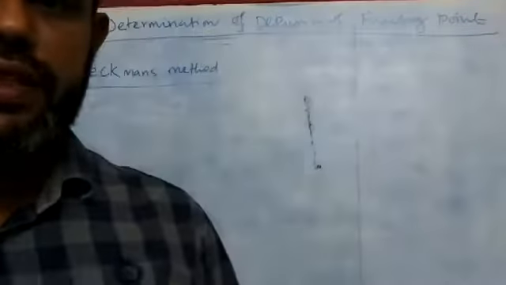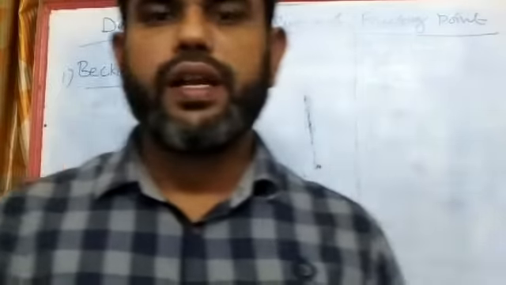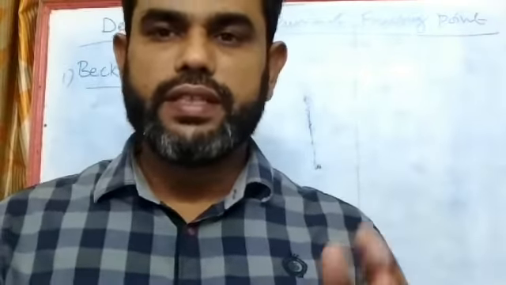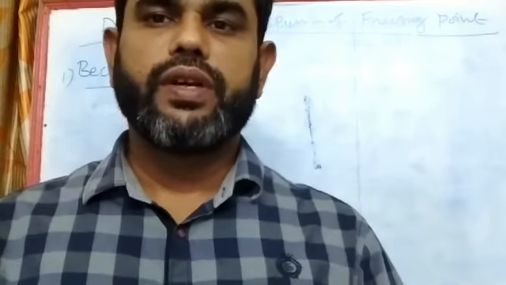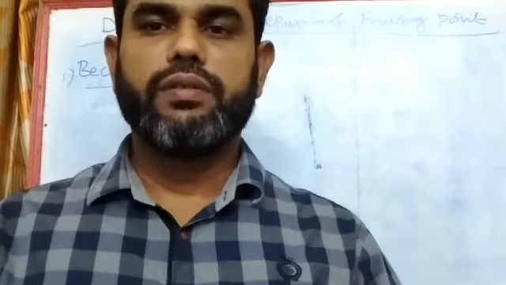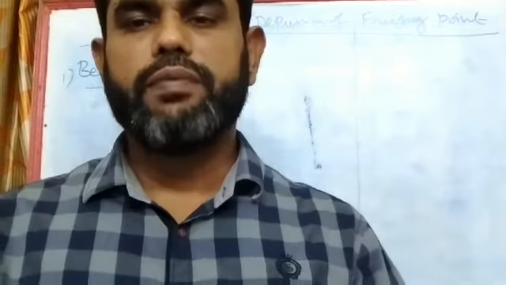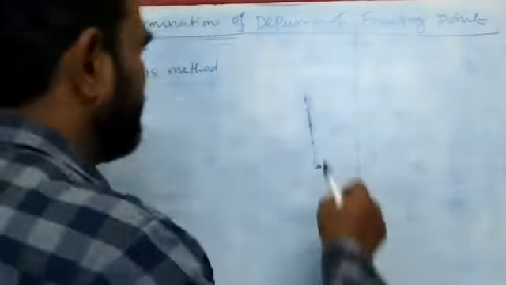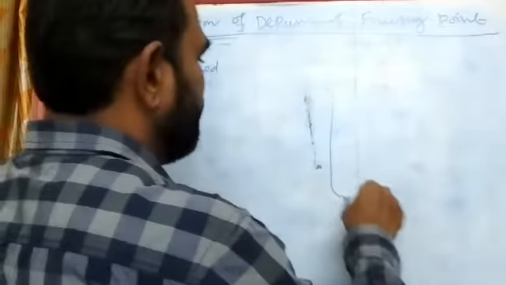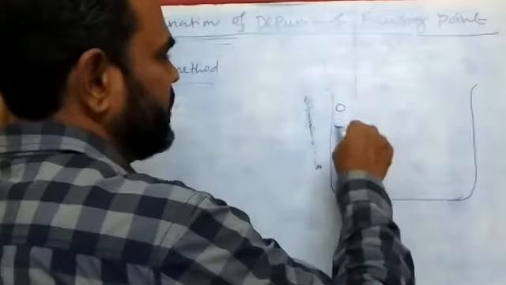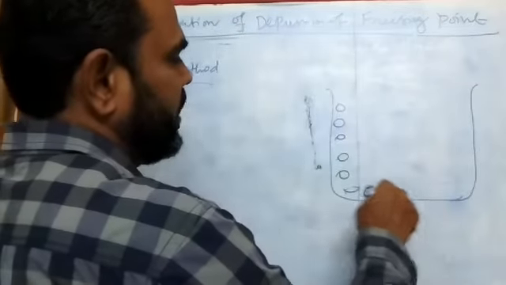So Beckman method is one of the very simple methods for determining the depression of freezing point. The advantage of the method is the simple experimental setup, easy to carry out the procedure in any place, or anywhere. This Beckman's method consists of a vessel in which the freezing mixture can be taken.